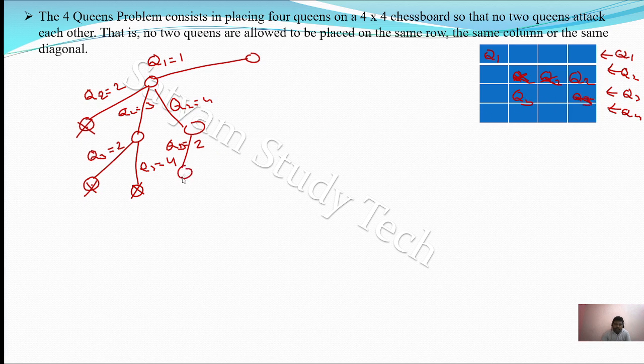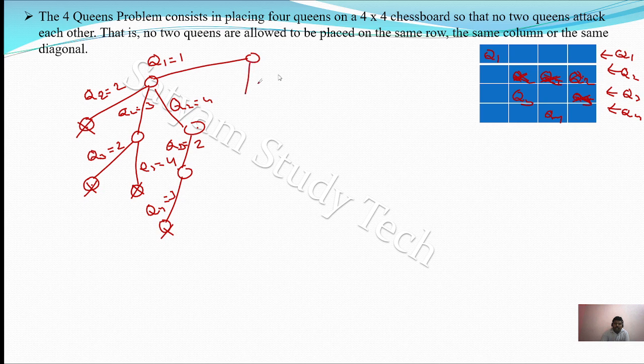Then Q4 is placed. Which column is empty? Here Q1 is already there, here Q3 is there, here there is no queen, and here Q2 is there, so this column is free. So you can place Q4 in the third column. It is also diagonally attacked, so it is not a solution. So backtrack. Q3 has no place, so backtrack. Q2 has no place and cannot move anywhere, so backtrack.